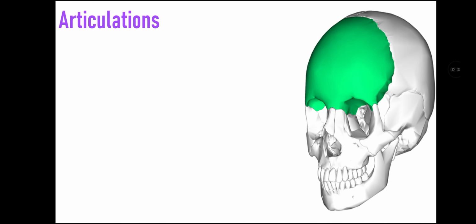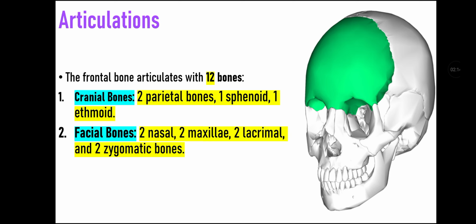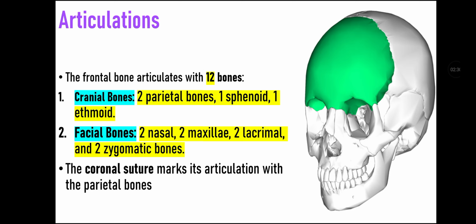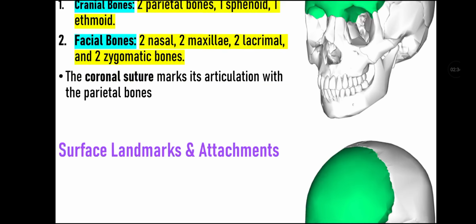Now let's talk about the articulations of the frontal bone. The frontal bone articulates with 12 bones. These include cranial bones and facial bones. Among the cranial bones, we have two parietal bones, one sphenoid bone and one ethmoid bone that articulate with the frontal bone. Among the facial bones, we have two nasal, two maxillary, two lacrimal and two zygomatic bones that articulate with the frontal bone. The coronal suture marks the articulation with the parietal bone.